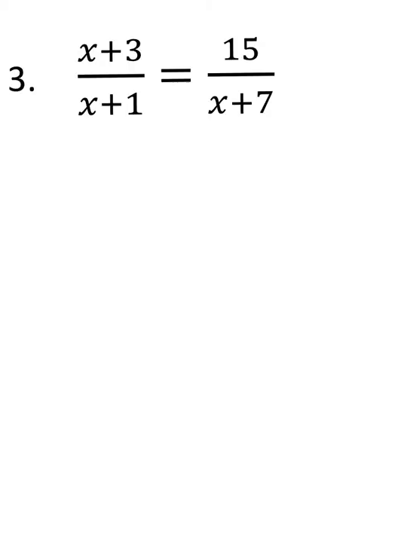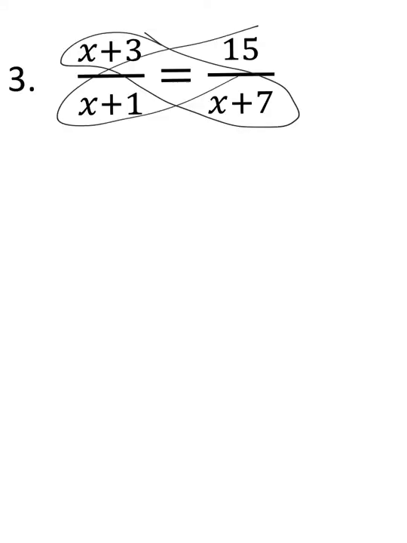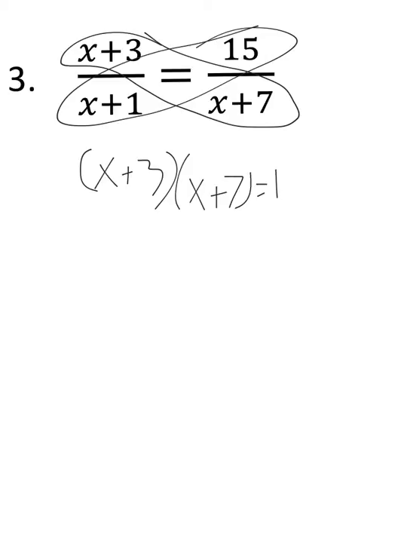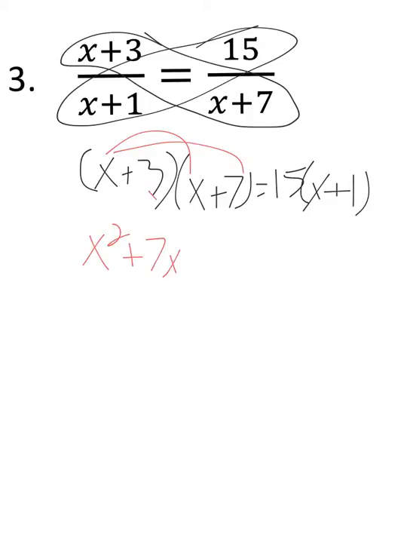Okay, number 3. I just have a straight up proportion here. Just cross multiply and divide. Let's just write it out rather than just do it all verbally. What's x times x? x squared. What's x times 7? 7x. What's 3 times x? 3x. What's 3 times 7? 21. What's 7x plus 3x? 10x.